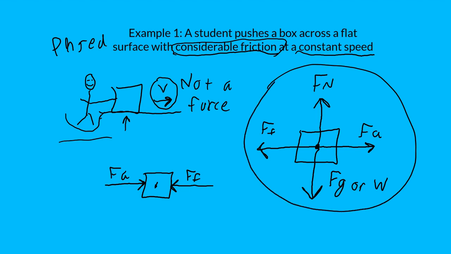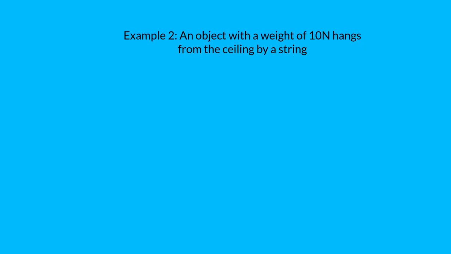Because remember, we're looking at the perspective of the box, and the box is experiencing the forces, causing it to move in the right, left, up, or down direction, depending on the balance of the forces. All right, so let's go ahead and try example number 2.